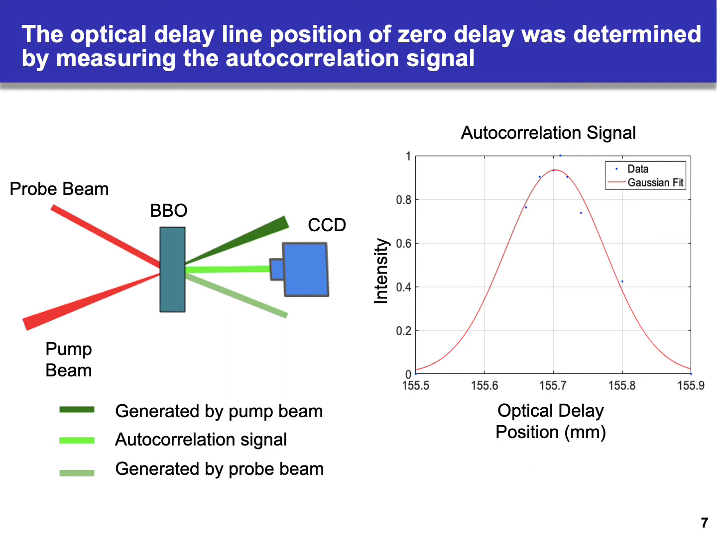We measured the intensity of the autocorrelation signal for small intervals of delay line positions, and the maximum signal corresponds to the zero delay. This delay line position is very useful, so we know exactly where to position the optical delay line for when we want to observe the sample after precise time delays after irradiation.